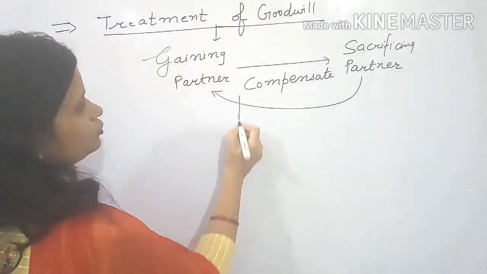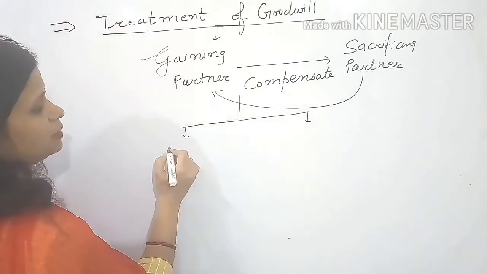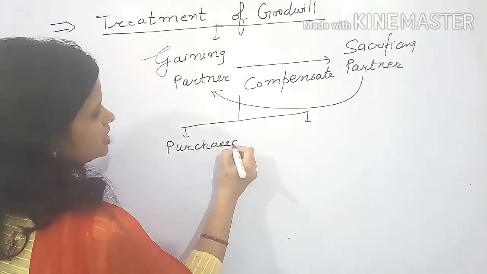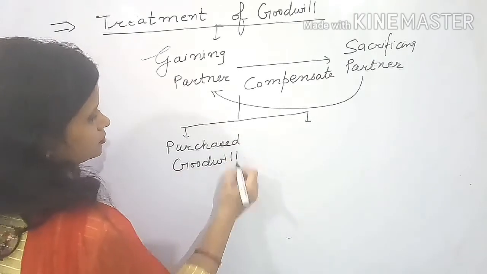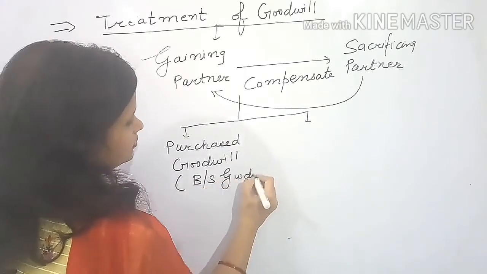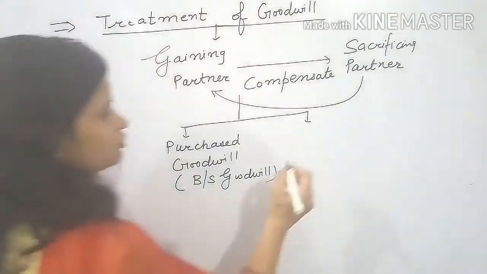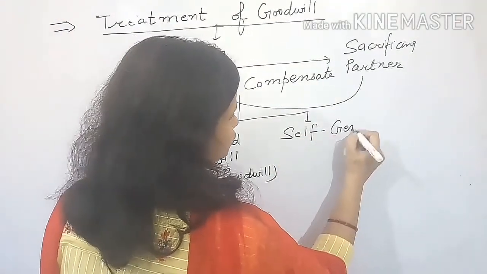Now, while treating goodwill, there may be two types of goodwill. One may be given in the balance sheet, which we call purchased goodwill, the balance sheet goodwill. And the second one will be given to you in additional information. It is your self-generated goodwill.